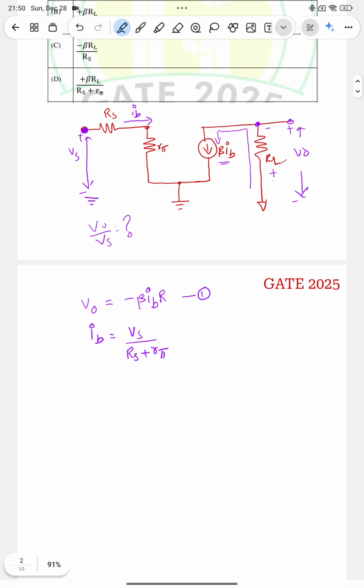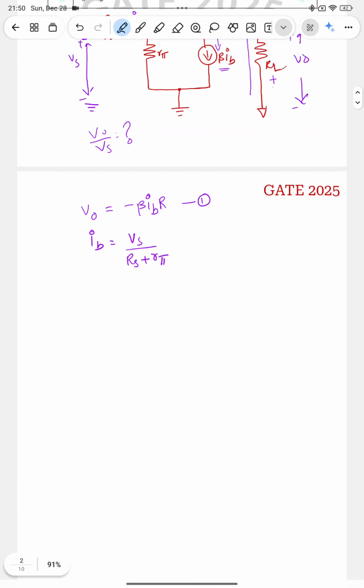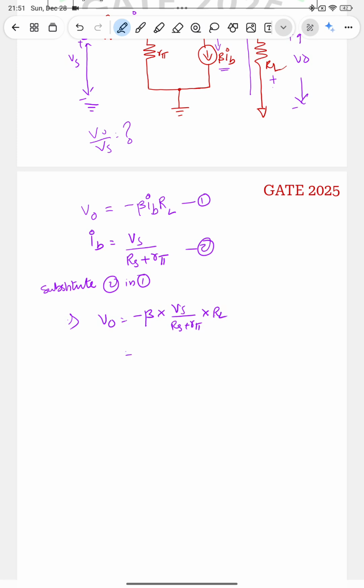So this is equation 1 and this is equation 2. We'll substitute equation 2 in 1. What will we get? V naught will be equal to minus beta into IB, which is Vs by Rs plus R pi, into the resistance RL. I can bring this Vs to the LHS, so V naught by Vs is equal to minus beta RL by Rs plus R pi. This is the gain V naught by Vs.